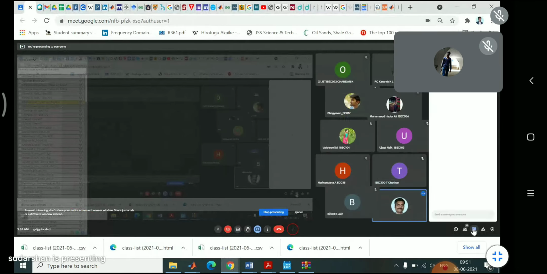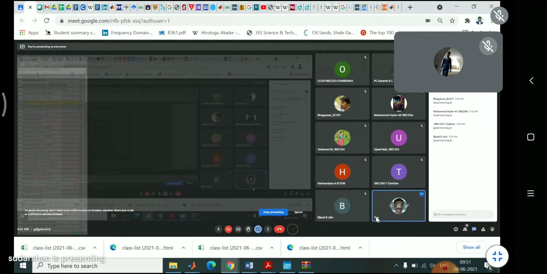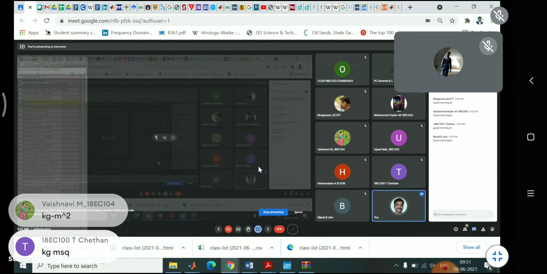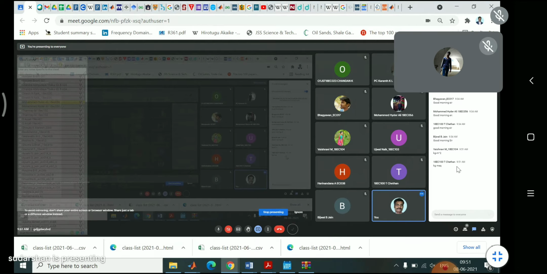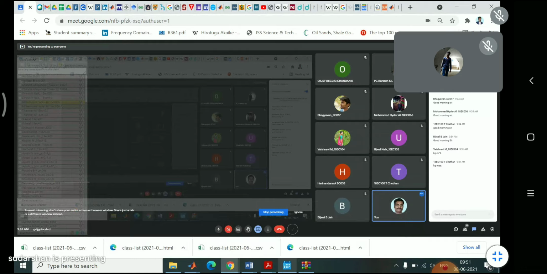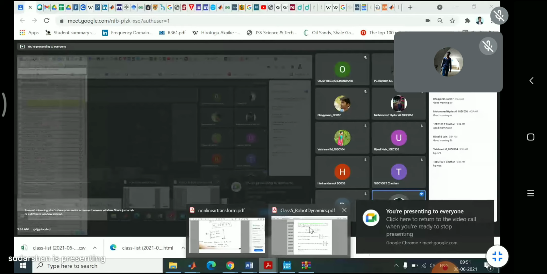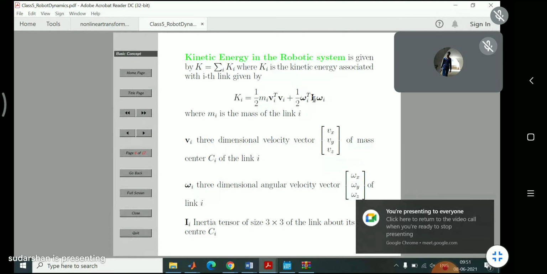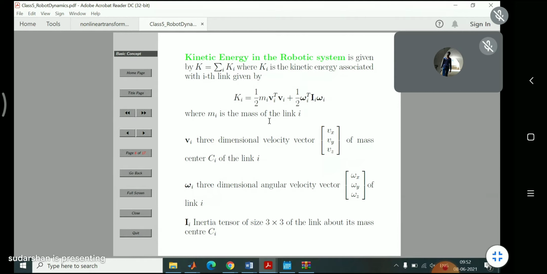Response in the chat box. What is the unit of moment of inertia? Kg meter square. Okay, right. So that will match with the units here. So kg meter square per second square is the unit of the kinetic energy.